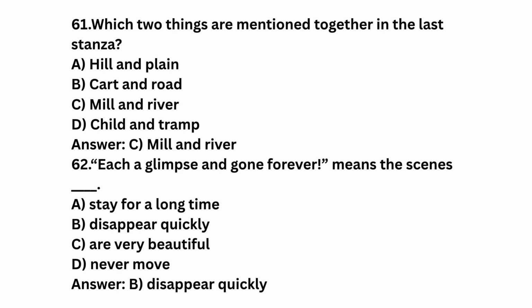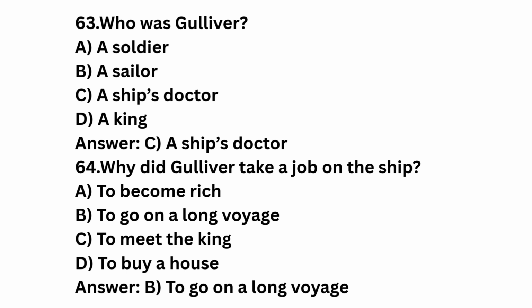Which two things are mentioned together in the last stanza? Hill and plain, cart and load, mill and river, child and tramp. Answer: mill and river. Each a glimpse and gone forever means the scenes stay for a long time, disappear quickly, are very beautiful, or never move. Answer: disappear quickly.